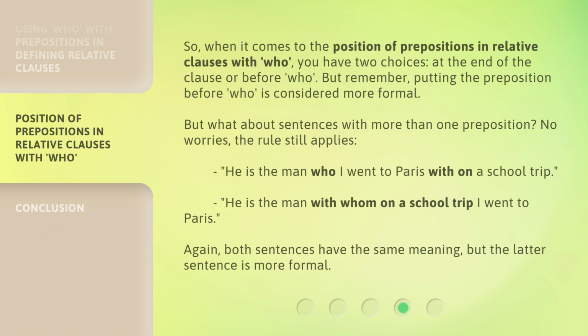He is the man who I went to Paris with on a school trip. He is the man with whom on a school trip I went to Paris. Again, both sentences have the same meaning, but the latter sentence is more formal.